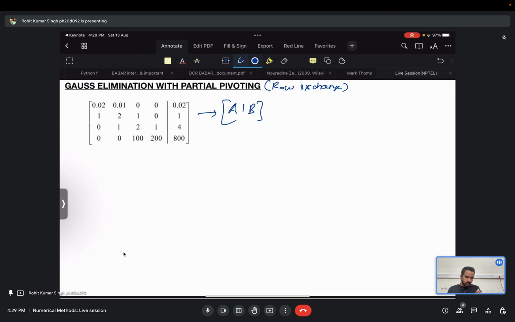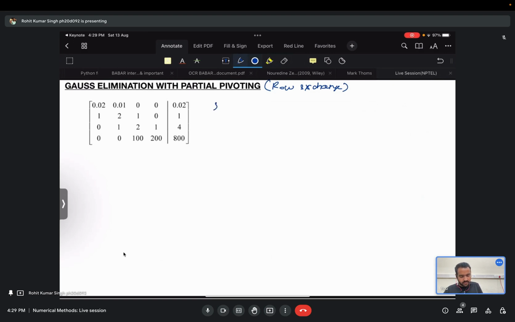To solve this with Gauss elimination using partial pivoting: what partial pivoting does is it makes your life easier. There is one more place where partial pivoting is helpful, which I will tell you at the end of the solution. But it simply makes it convenient to solve the equations. So let's start with Gauss elimination.